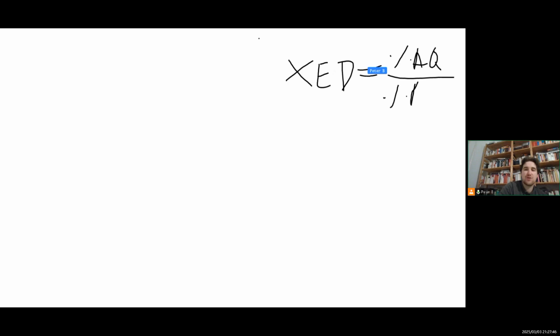So the cross elasticity, X for cross, right? Cross elasticity of, so that should be a demand, a D. That should be the change in quantity as the change in price of, let me label them, good 1 and good 2. It's the change in the price of good 2 or product 2 changes.